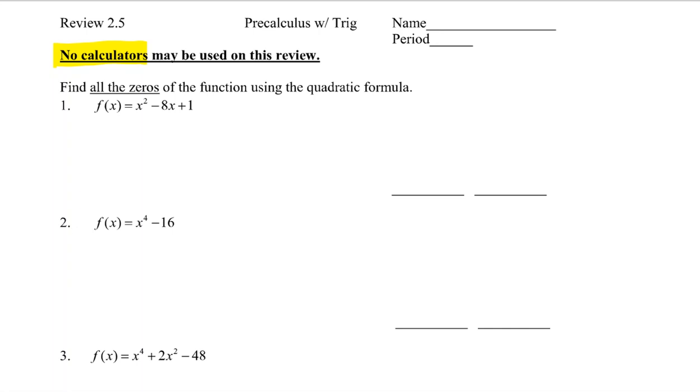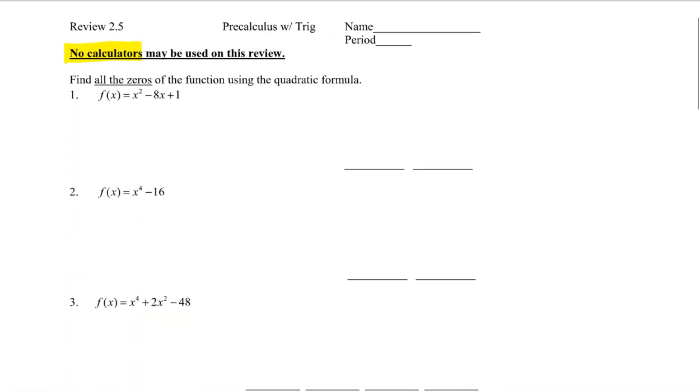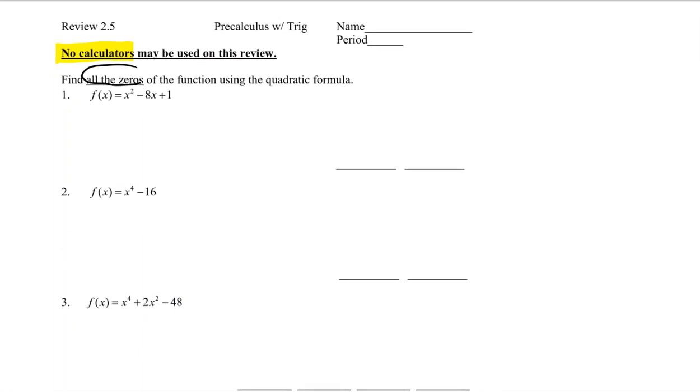Okay, so the first set of directions for questions 1 through 3 are about finding all the zeros. So all the zeros include real zeros, which would show up as x-intercepts if we graphed them, and imaginary zeros that don't show on graphs.